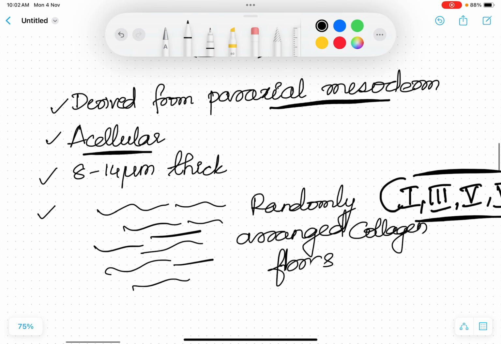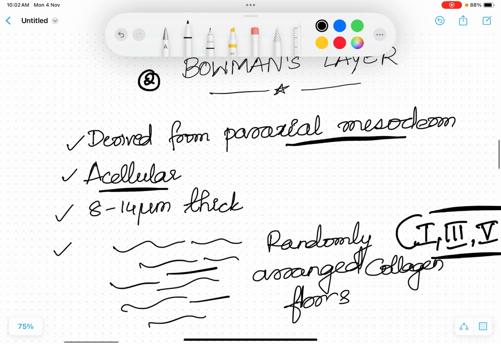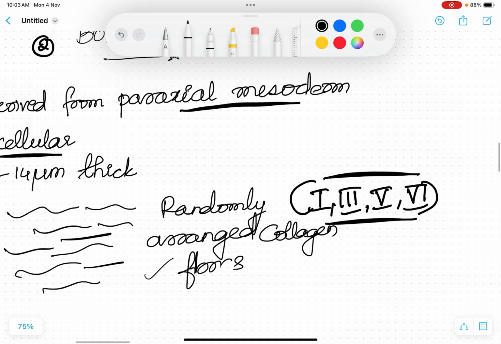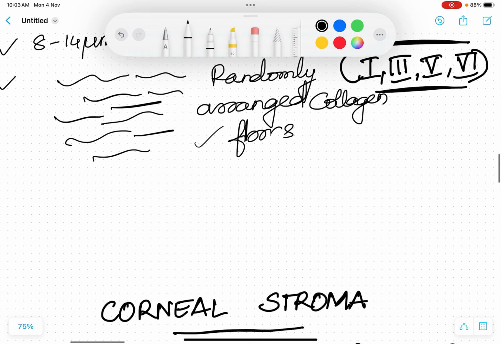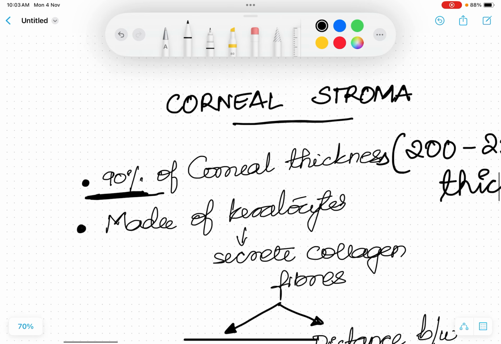Let's talk about the Bowman's layer. Bowman's layer, unlike the epithelium, does not regenerate. It is a relatively acellular structure derived from the paraxial mesoderm. It is about 8 to 14 micrometers thick, made of randomly arranged collagen fibrils, mainly type 1, 3, 5 and 6. The next layer is the corneal stroma.